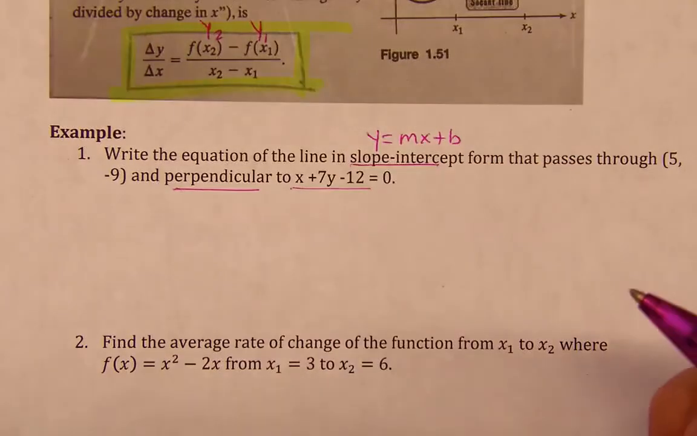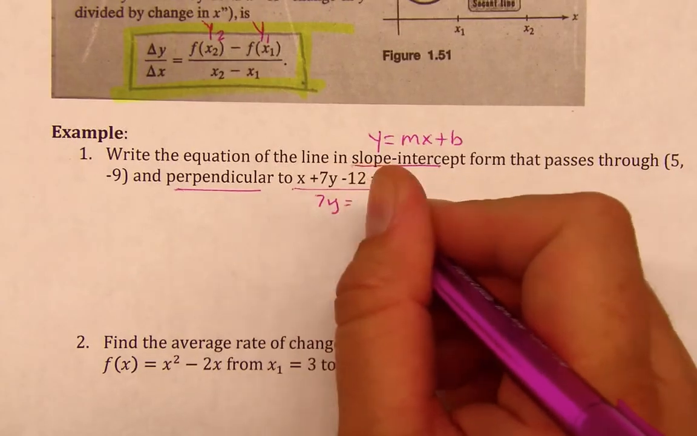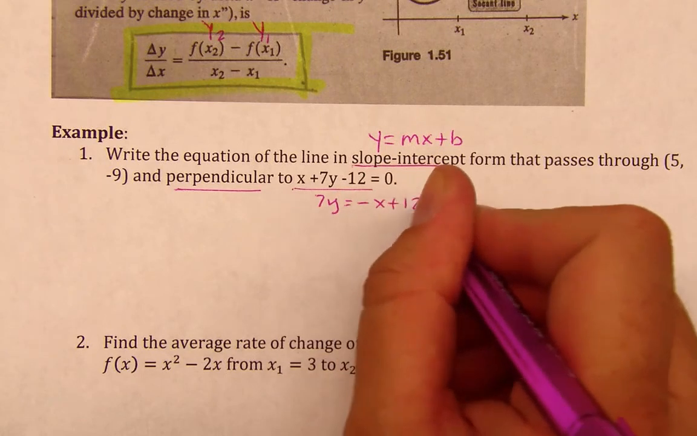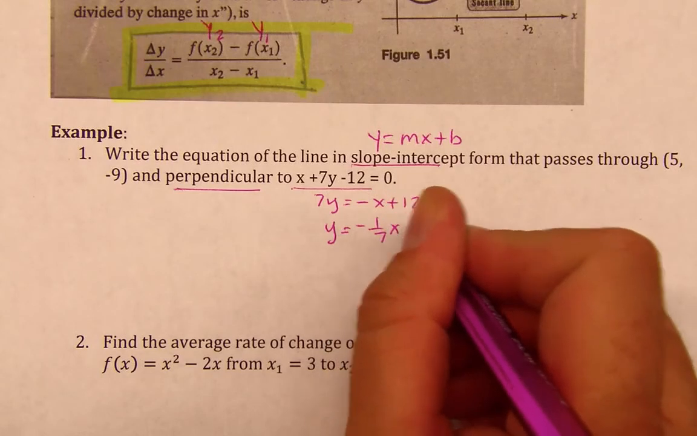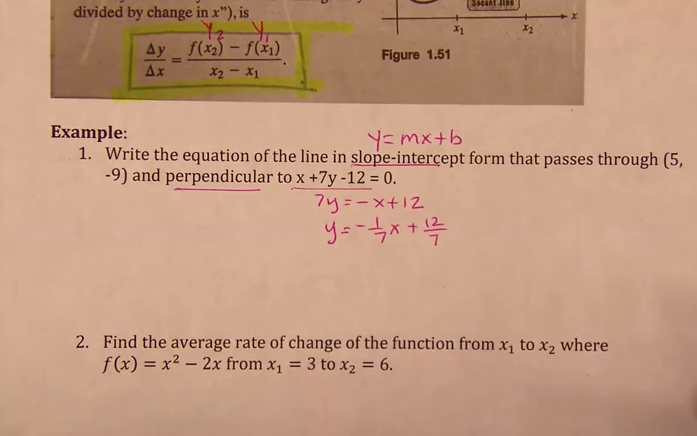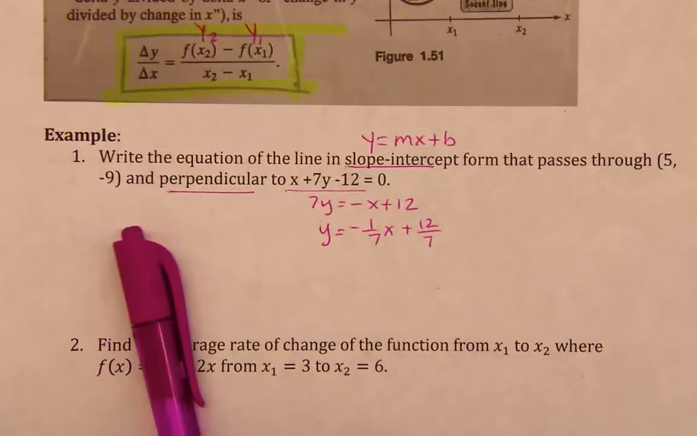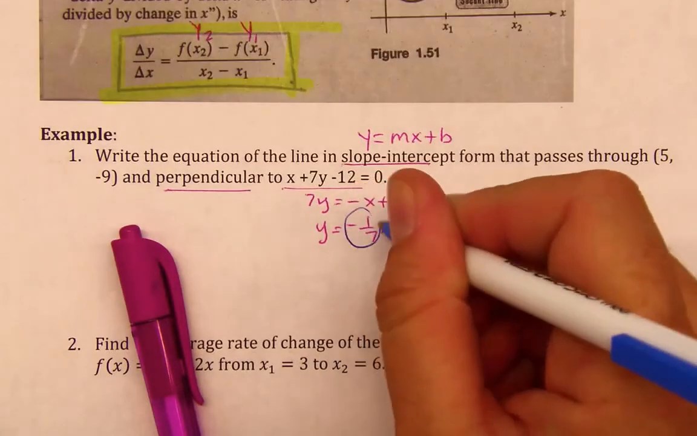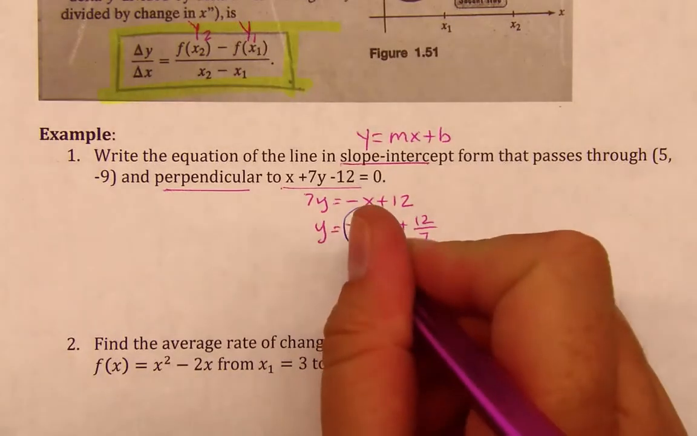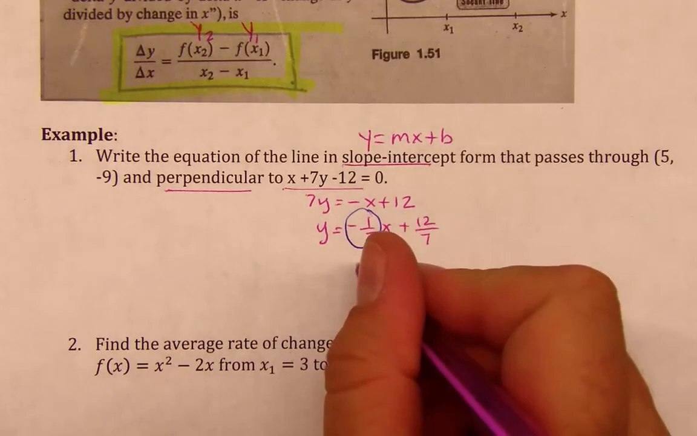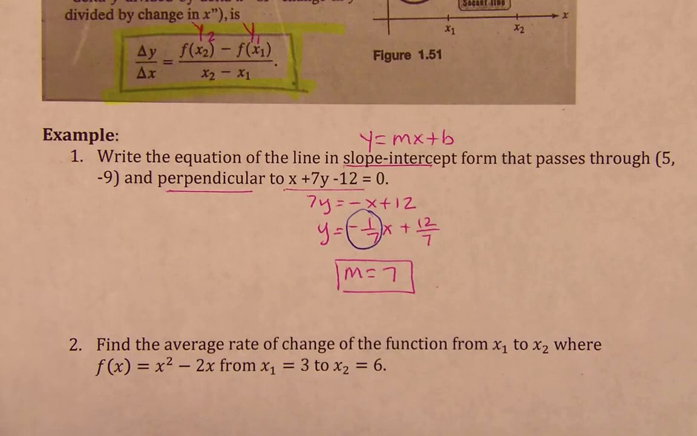So first of all, let's get y by itself. Subtracting x, we have 7y, and adding 12, is equal to negative x plus 12, and dividing by 7, y is equal to negative 1 over 7 x plus 12 over 7. And a lot of times students will see this and kind of get nervous. This doesn't matter to us at all. All we're interested in is this slope, and we want the perpendicular slope. So the slope perpendicular to this would be positive, so opposite, and then the reciprocal, so 7. So m is equal to 7. That's what we want from this.